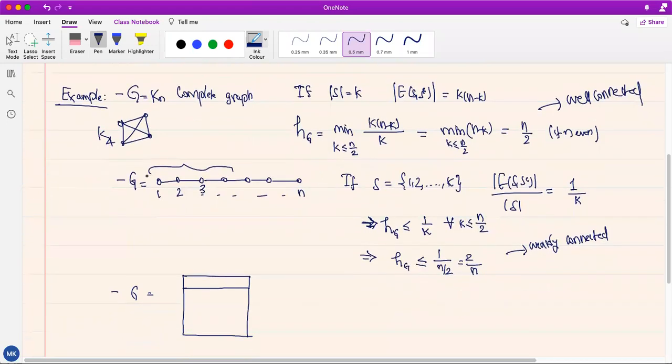Sir, is it also because if I have one element, then S complement has all the remaining? You are asking about why S less than or equal to n by 2. I will come to that. What you said is exactly right. Let me leave one more example. Think of a square root n by square root n grid and show that.